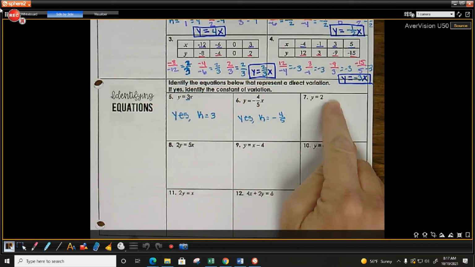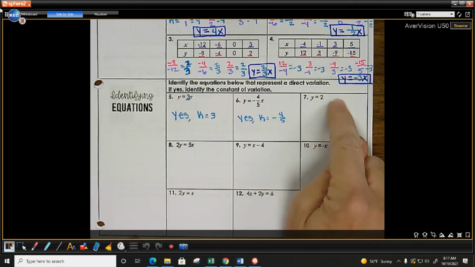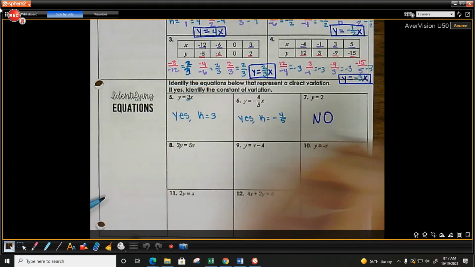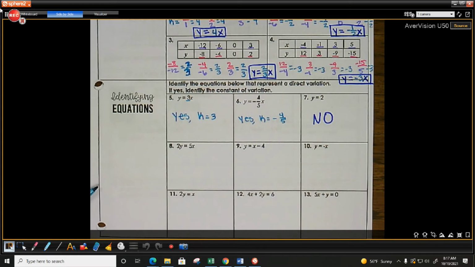Y equals k. Is this an example of direct variation? No, because there's no x. So no. What kind of line would that be, guys? Horizontal line. It would not be going through the origin, so it cannot be direct variation.